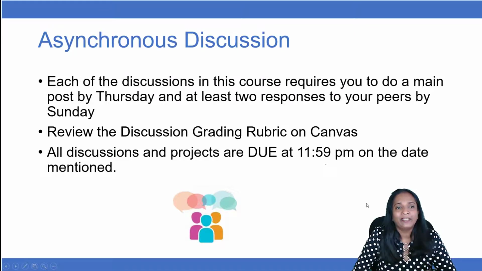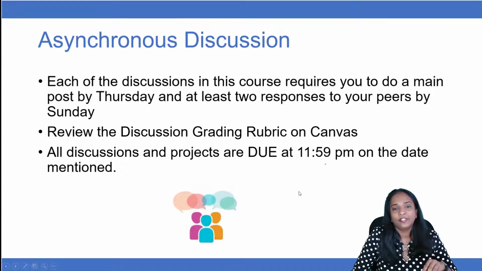And then asynchronous discussion. As I said, there are actually 10 content related discussions and 1 introduction discussion. You have to make the main post by Thursday and at least 2 responses by Sunday. Even if the discussion due date says Sunday, make sure that the main post is posted by Thursday. Canvas just lets me do 1 due date, but you want to look at the Thursday due date as well, so don't miss that.